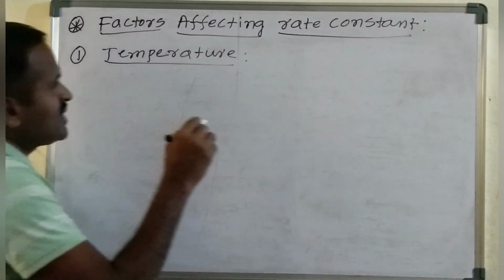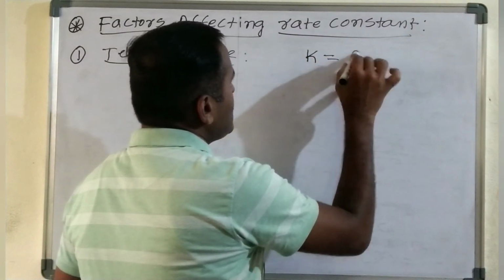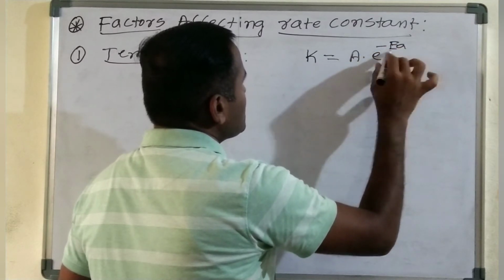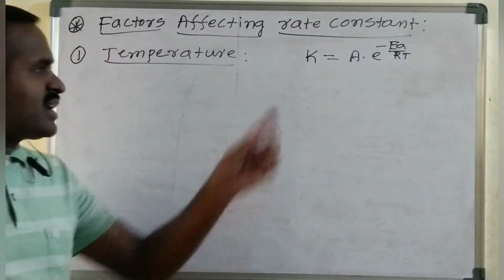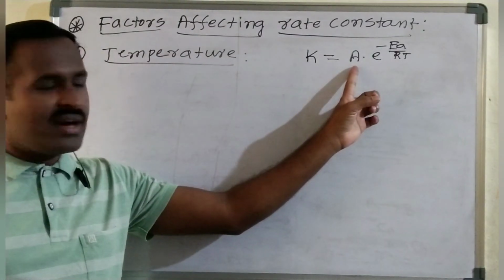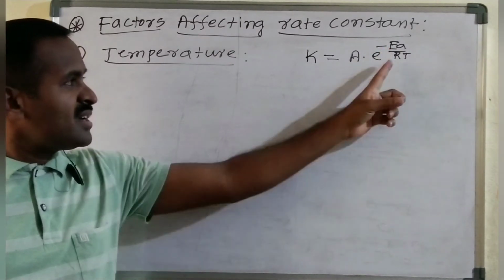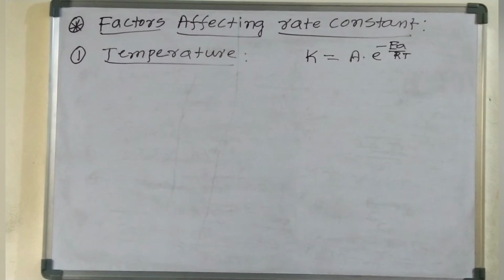The Arrhenius equation is k = A e^(-Ea/RT). In this, k is the rate constant, A is the Arrhenius constant, e is the exponential, Ea is the activation energy, R is a constant, and T is the temperature, right?